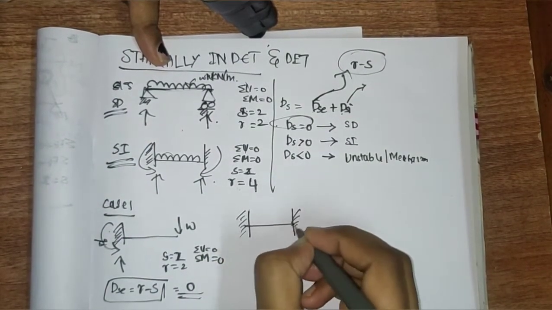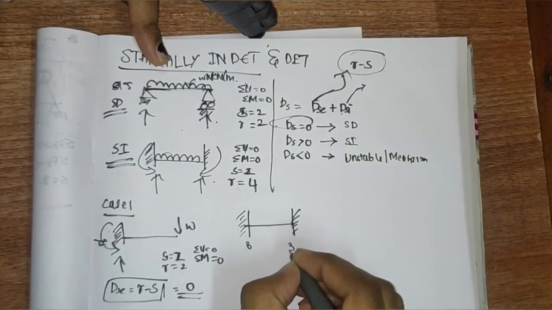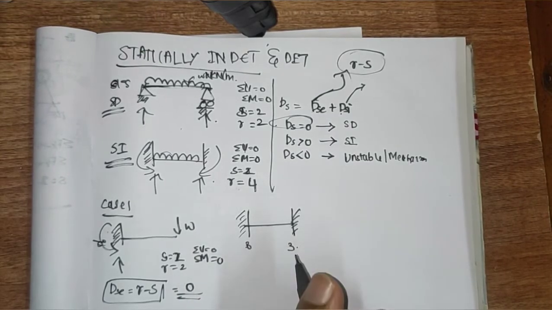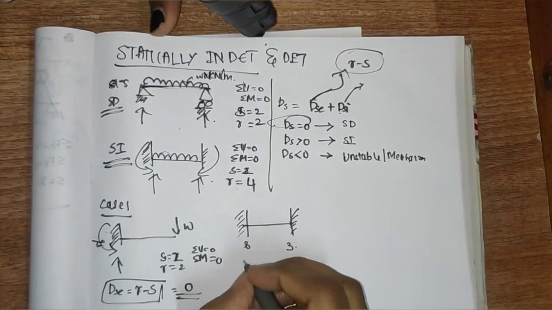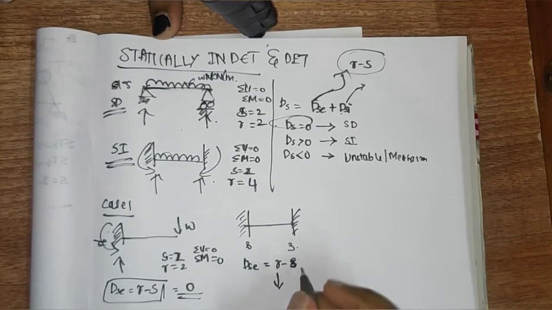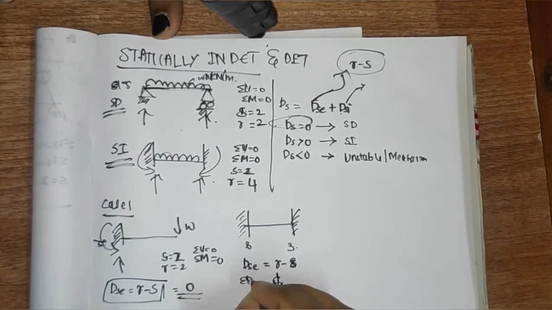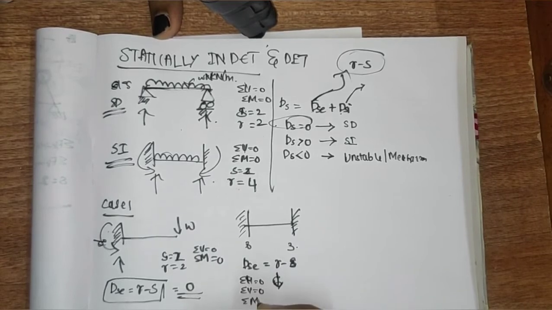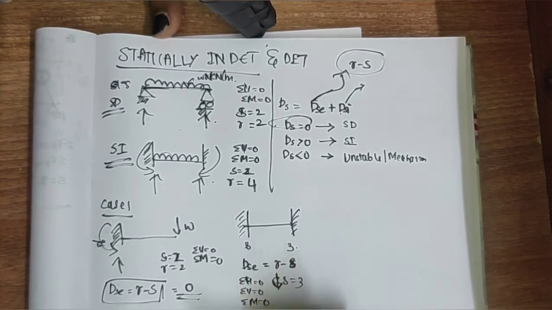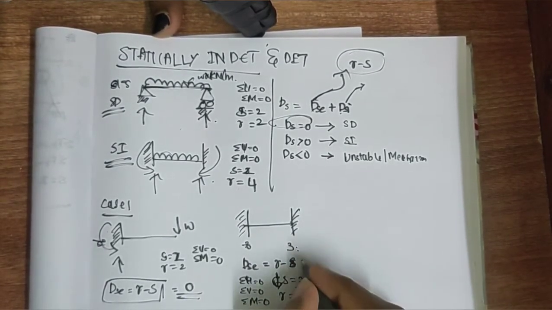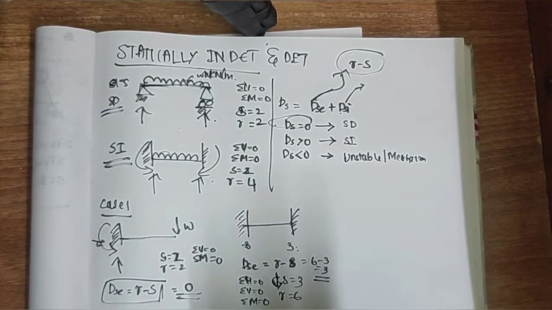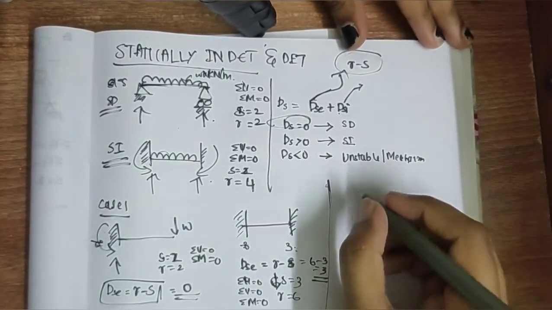For this fixed beam, there are 3 reactions at each end, and there is no external load acting, so we consider the horizontal as well, as a general beam. External indeterminacy equals R minus S. Before that, summation of H equal to 0, summation of V equal to 0, summation of M equal to 0. So there are 3 equilibrium equations and reactions are 3 plus 3, 6. So 6 minus 3 is 3. It is an externally indeterminate structure, this fixed beam.